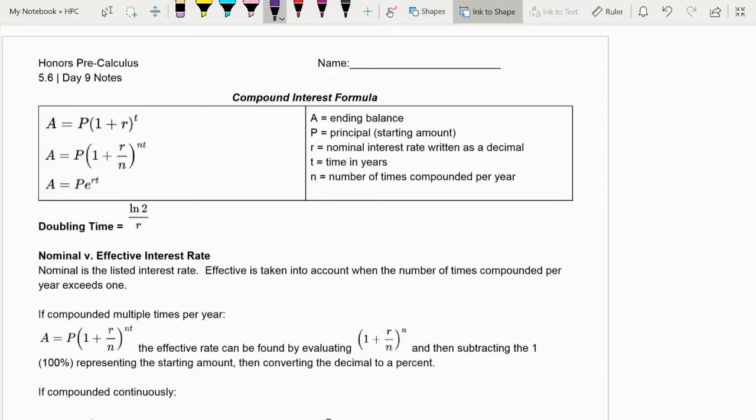So first we have A is going to be our ending balance, P is the principal or the starting amount, R is the nominal interest rate written as a decimal, T is time in years, and N is the number of times compounded per year.